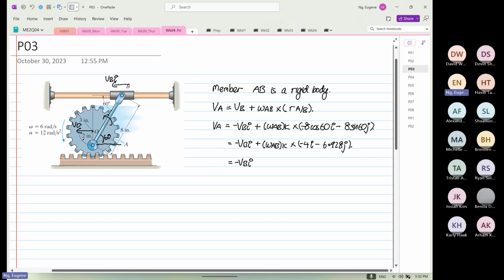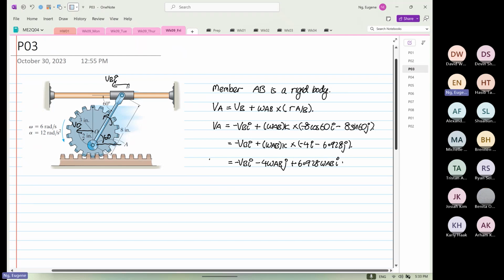K cross I is positive. K cross I is positive. So minus 4 omega AB J. K cross J is negative. Negative will be positive. 6.928 I. Okay, so that is my, oh yeah, omega AB I. Okay. Anything else you can get from here?